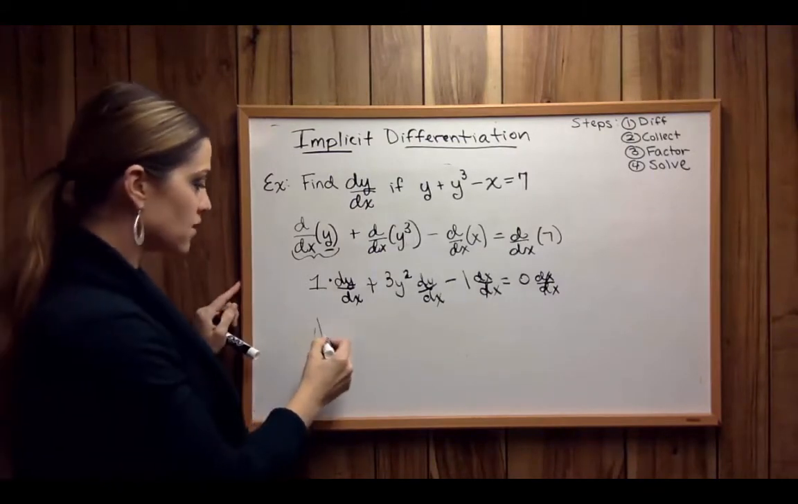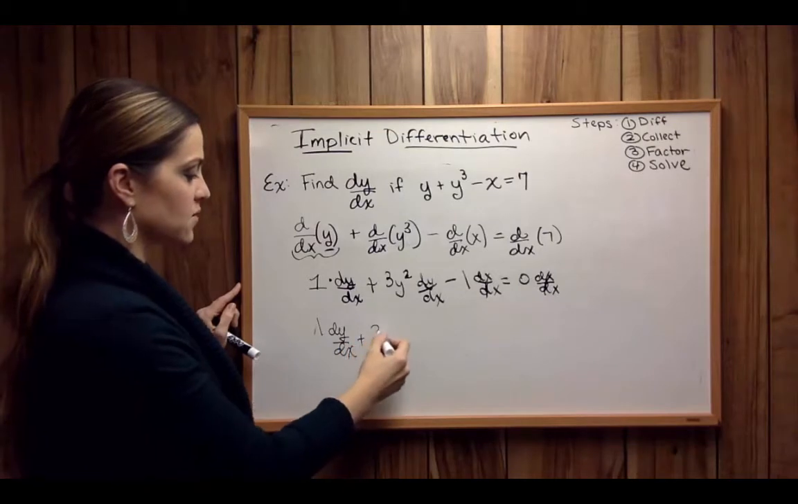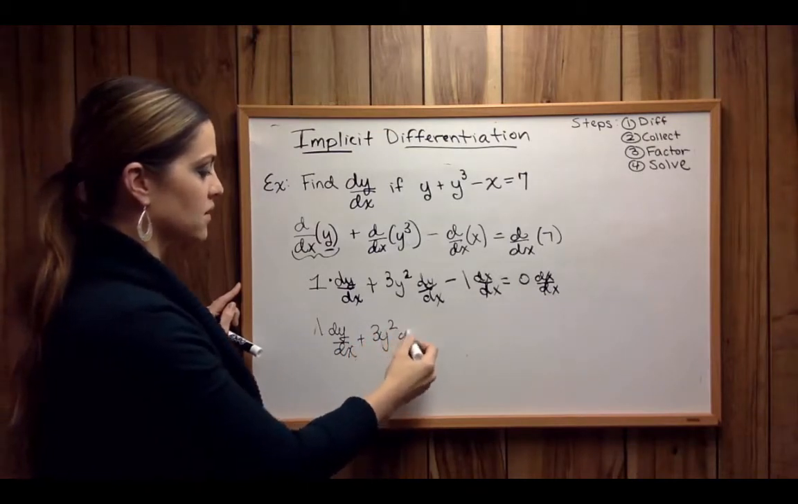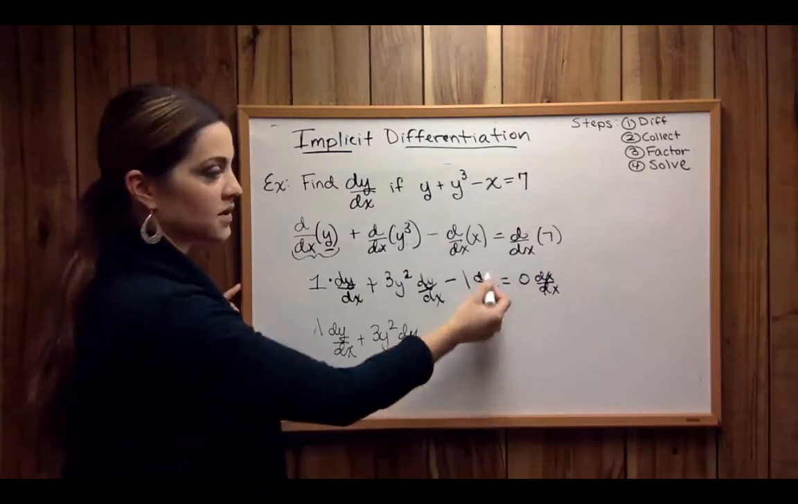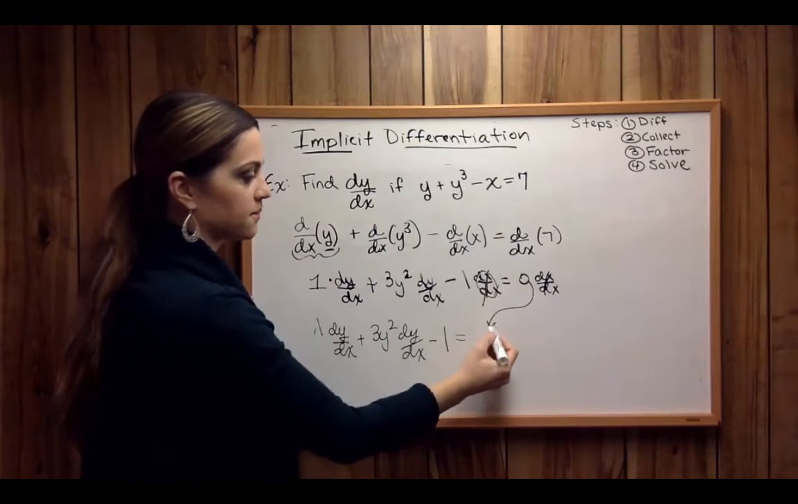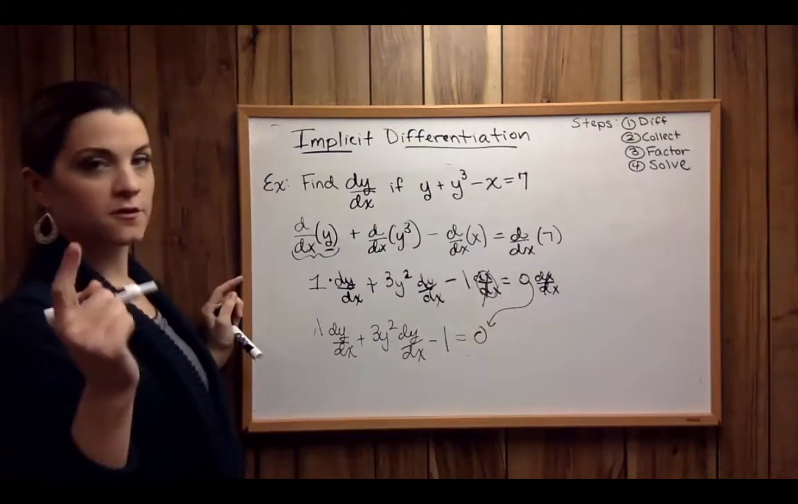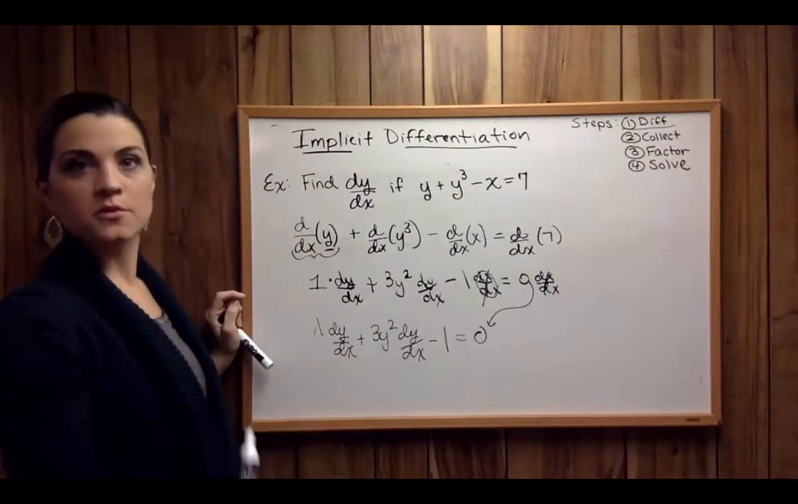You're left with 1 dy/dx plus 3y squared dy/dx minus 1, because that dx crosses out, equals 0. So that's the first step. Differentiate everything, both sides and all terms with respect to x.